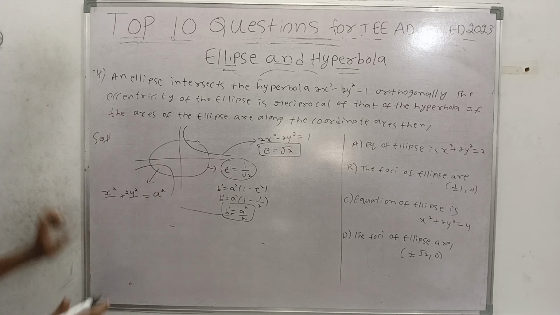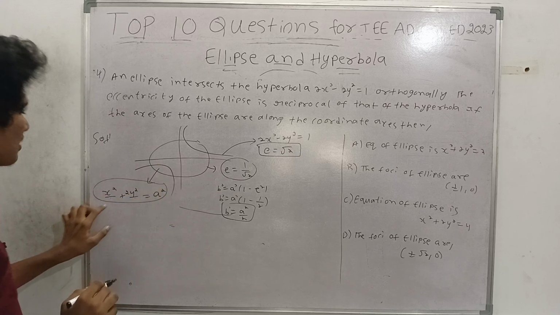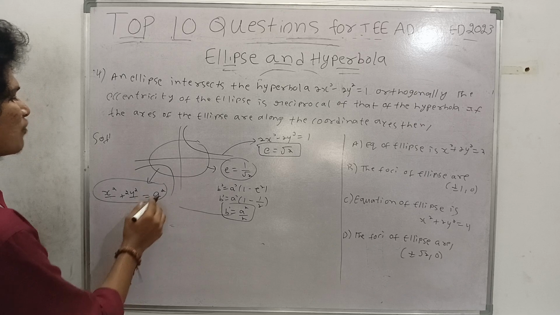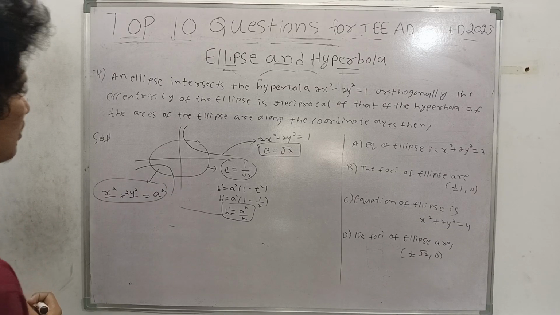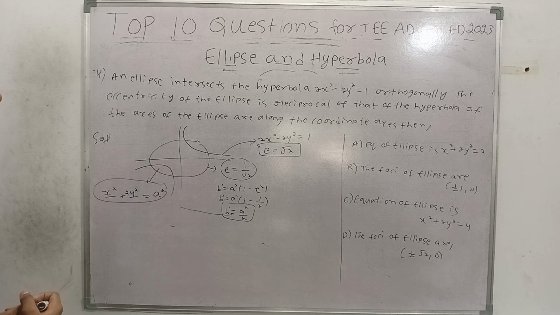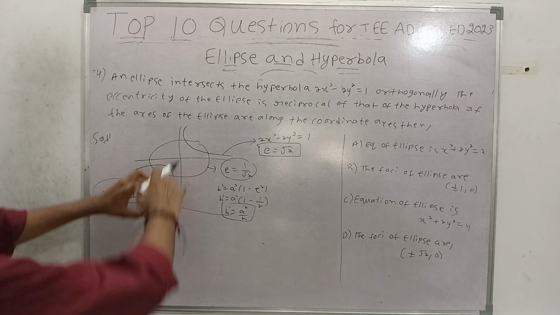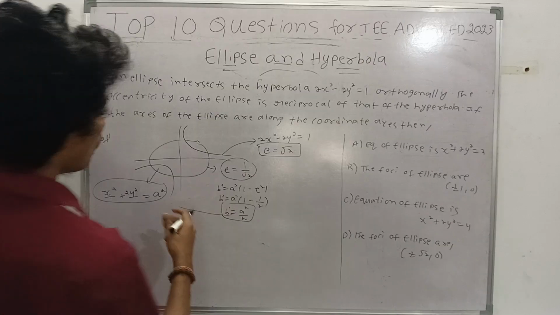So what is the equation of the ellipse? x square plus 2y square equal to a square. Again we have to find the value of a. How can we find the value of a? Think, guys, how can we find the value? They have given that this is intersecting orthogonally. So what can I do?